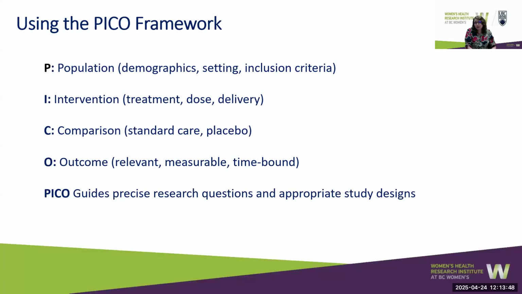So the most important thing for me when you develop a research question is the PICO framework. The PICO framework basically includes very simple things. If you want to develop a good research question, you need to know your population: demographics, settings, inclusion criteria. Then the intervention: what you're going to do, treatment, dose, delivery for clinical trials, or if you want to look at your population longitudinally, or you had a retrospective cohort and you would like to compare something.